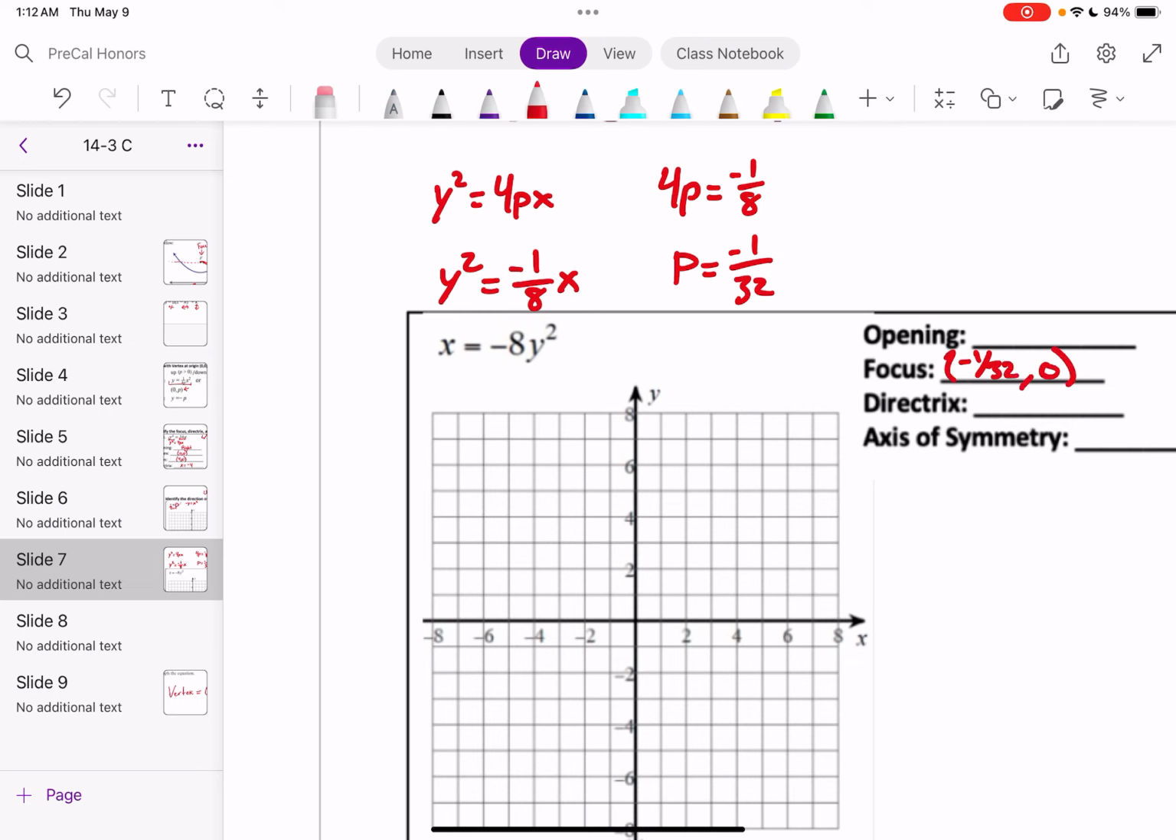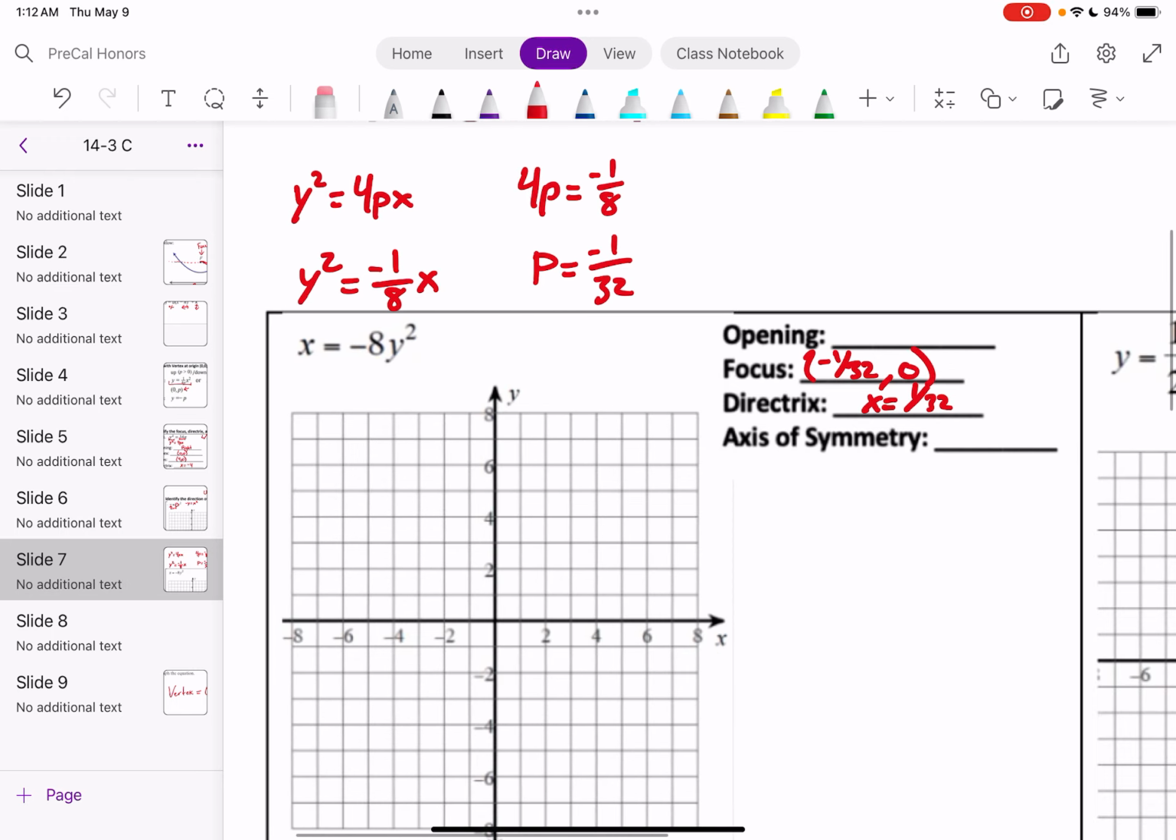So our focus here, because notice we're also working with x, our focus would be negative 1/32, comma 0. Our directrix would be x is equal to 1/32. Axis of symmetry would be on the x-axis, and we know that based off of the points that we are inserting, notice they would be in for x. In this case, because we are working with a negative number, it means that this would actually fall left. Keep in mind, we have to pay attention to the equation itself. So this would be left.